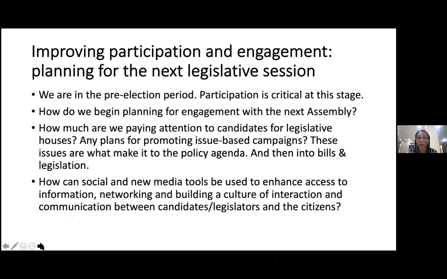When they start their campaign, that is when agenda setting is really a critical issue, because that is when they come up with their manifestos and what they want to do. So we shouldn't wait until the assembly is set up to begin the engagement. Now is the time to start paying attention. Then again, is there any way we can use social and new media tools to enhance information, network building, and a culture of interaction and communication between these candidates and legislators and citizens?